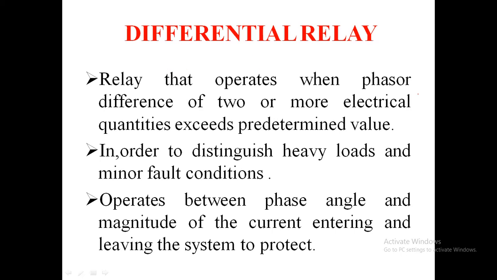The differential relay mainly depends on the two windings. The relay operates when the difference between the currents in the two windings reaches a predetermined value. A current differential relay will compare the current entering the section of the system with the current leaving the system.